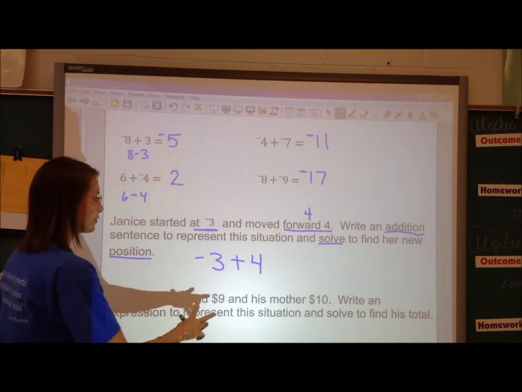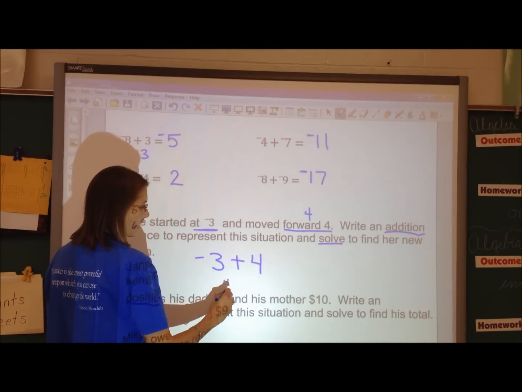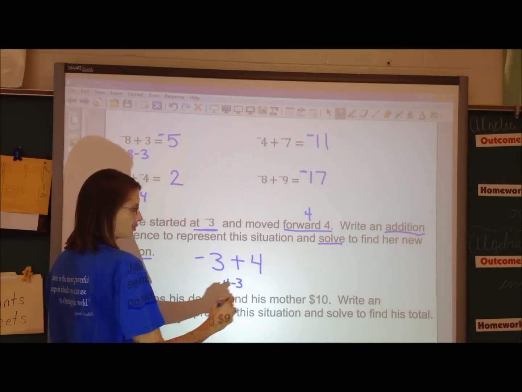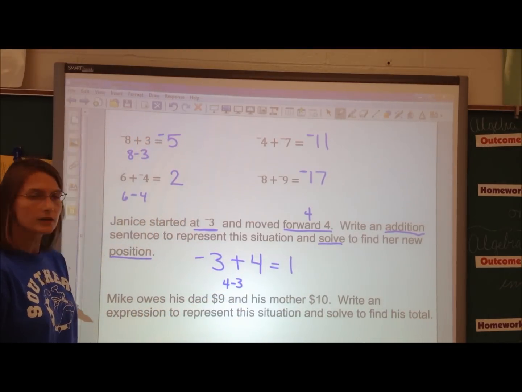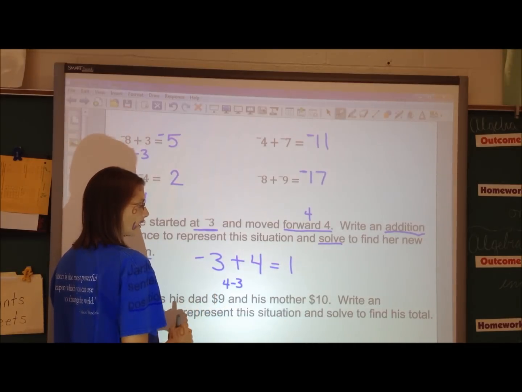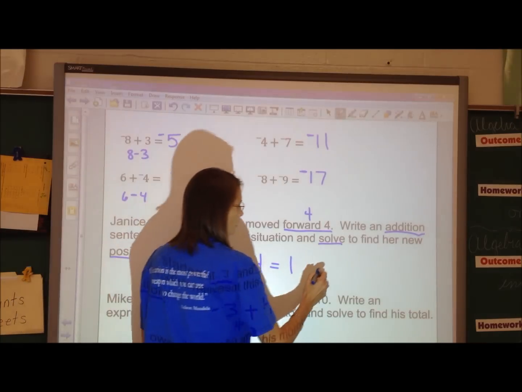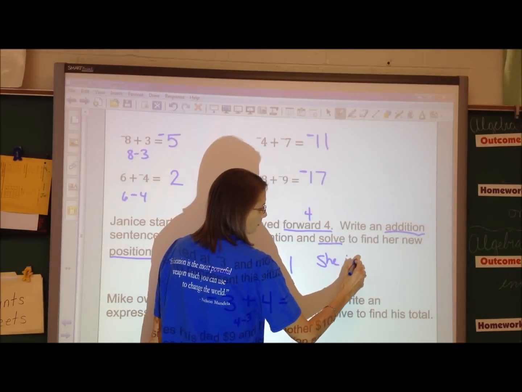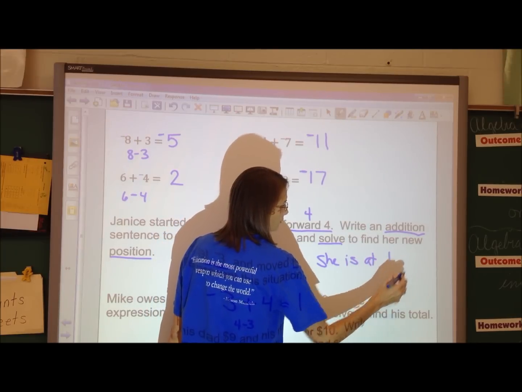Signs are different, so I want to subtract the smaller looking from the larger looking. So in my head I'm doing 4 minus 3, which is, you got it, 1. And I keep the sign of the larger looking number. Well, this one looks larger than that. So it's a +1. So her new position, remember word problems, she is at +1.